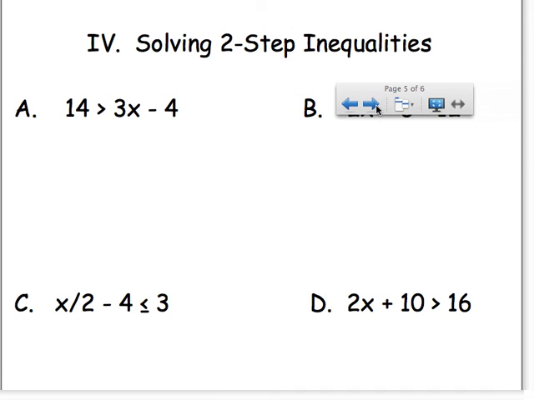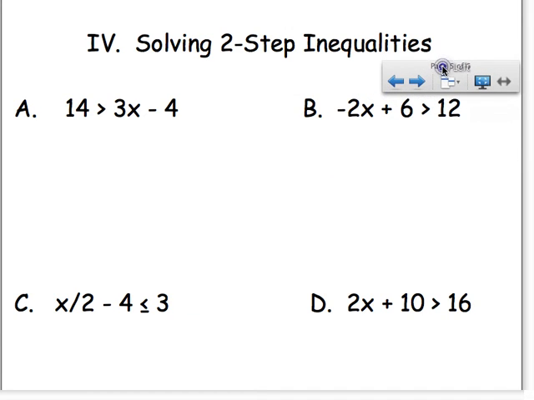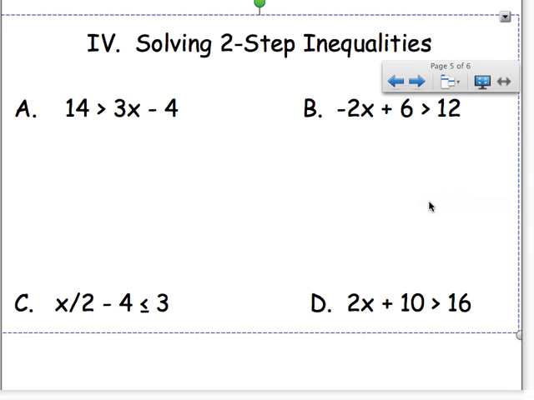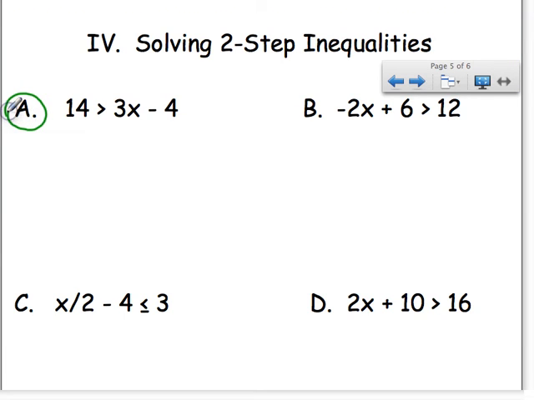Last practice slide is how you're going to solve two-step inequalities, which is again combining your skills of solving two-step equations, but just with that additional rule of flipping the sign and that additional rule of how you're going to substitute and check your answer. So I'm going to solve A, and I'm going to ask you to do B, C, and D for guided practice. If I look at A, 14 is greater than 3x minus 4.